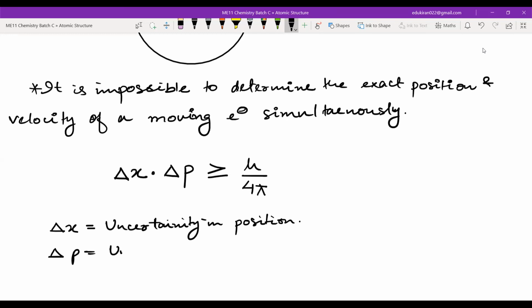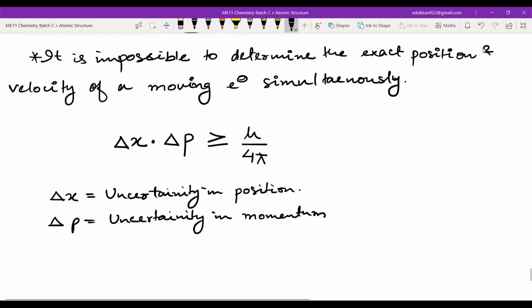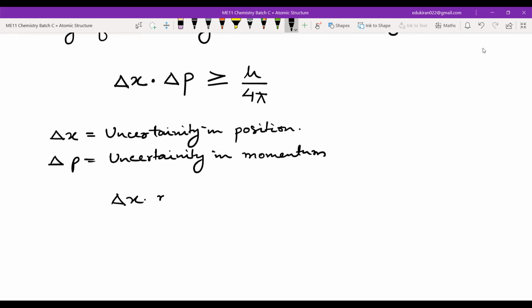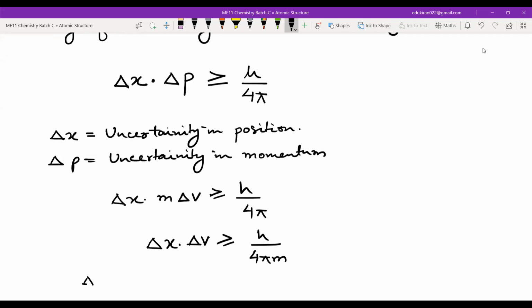Delta p is uncertainty in momentum. Now, if I write this, it can be delta x into m into delta v, which is greater than or equal to h upon 4 pi. We can also say delta x into delta v is greater than or equal to h upon 4 pi m. Here delta v is the uncertainty in velocity. This is the Heisenberg uncertainty principle.